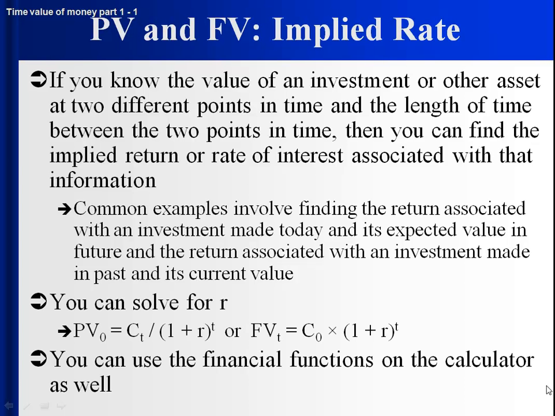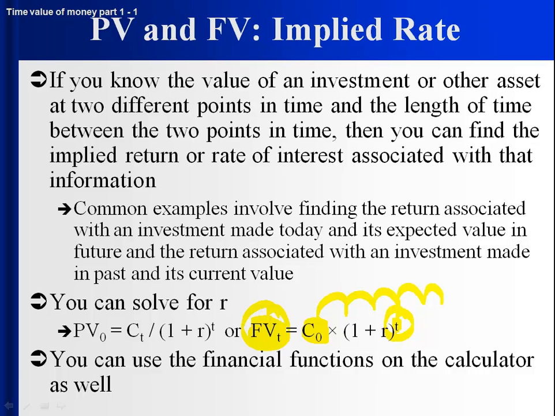And you basically can view this either as a future value problem or as a present value problem. You're trying to solve for R. So if you have a certain amount today and you have a value at some point in the future and you know the length of time between those two, what's the R such that if you compound this by R for t periods, you wind up with this?